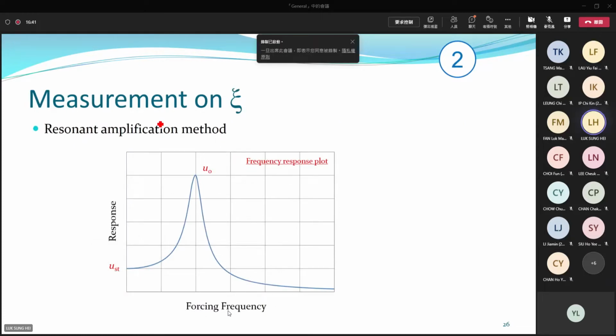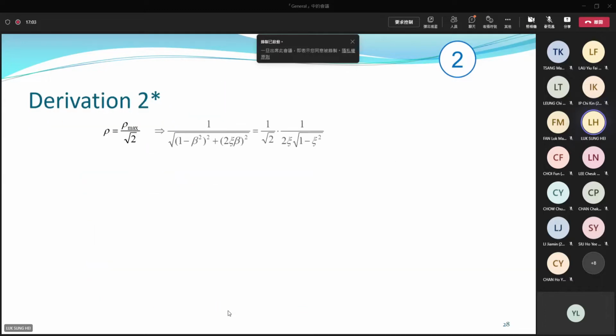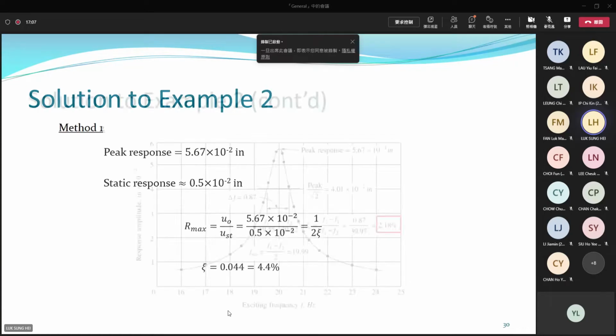Last time we mentioned there are two methods to measure damping ratios based on harmonic response. The first one is the resonant amplification method. The other one is the half power bandwidth method. They also help you to find out the damping ratio, depending on what information you have. These are what we covered last time. And today we start from our third application.